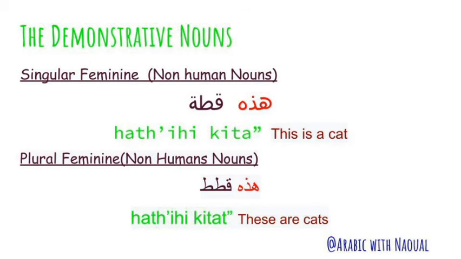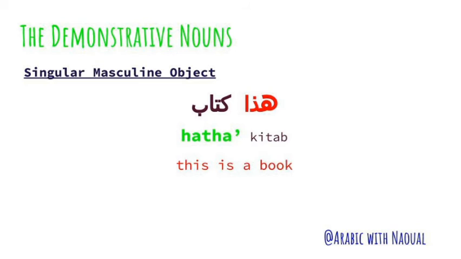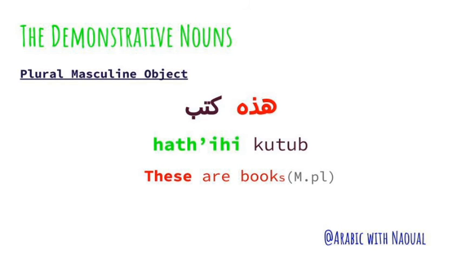The same thing for the word قطة. In singular feminine, we say هذه قطة. And in the plural feminine, we use the demonstrative noun هذه. We can't use هؤلاء. And the singular masculine for an object word, كتاب, we say هذا كتاب. And in plural, we use هذه كتب. So we use the demonstrative noun هذه for plural masculine.